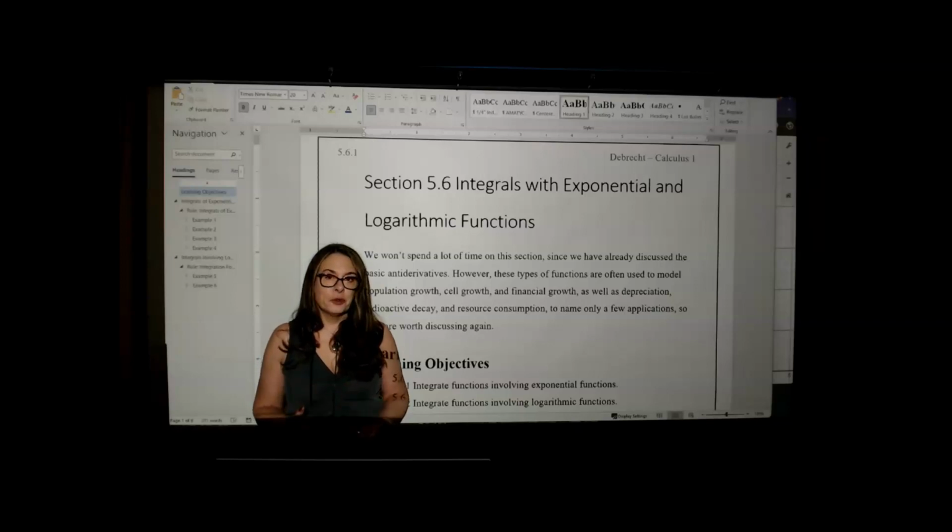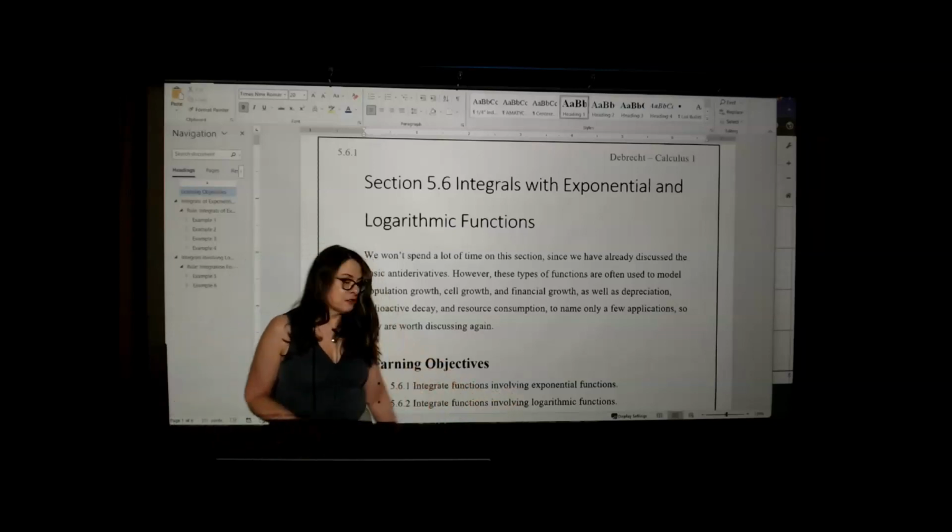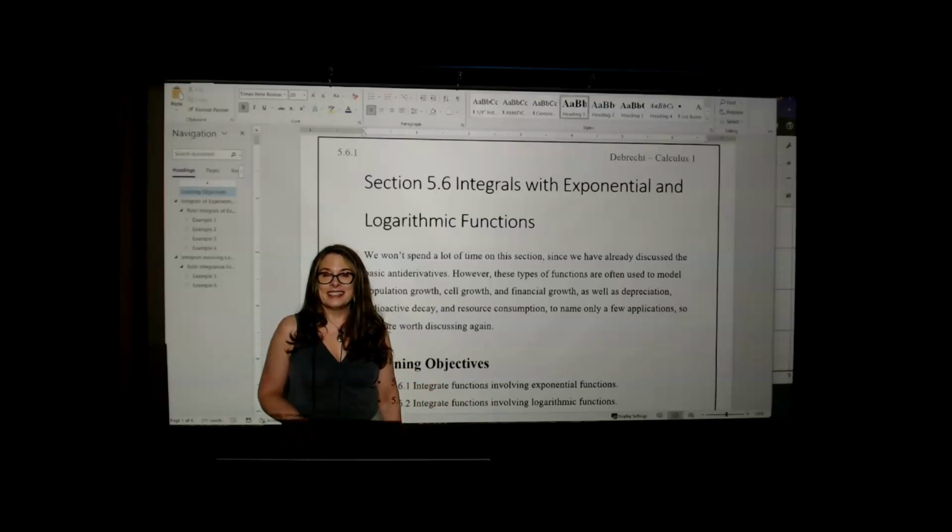We only have two real learning objectives in this particular video, and that is to integrate using exponential functions and to integrate using logarithmic functions. So it's pretty straightforward, and this will be a relatively short video. Let's go ahead and get started.